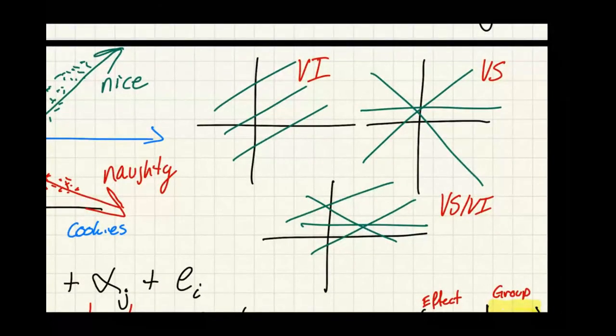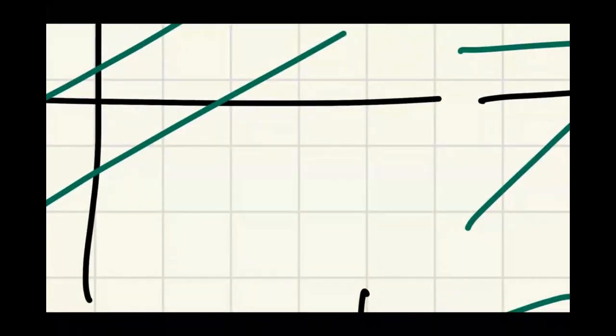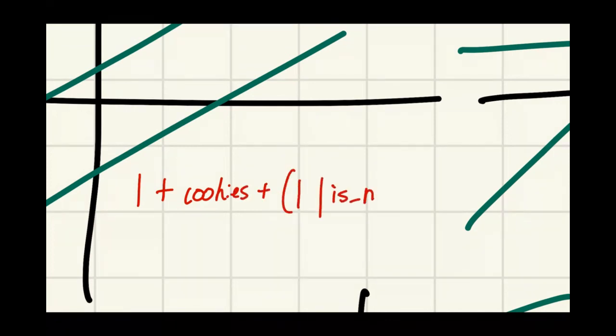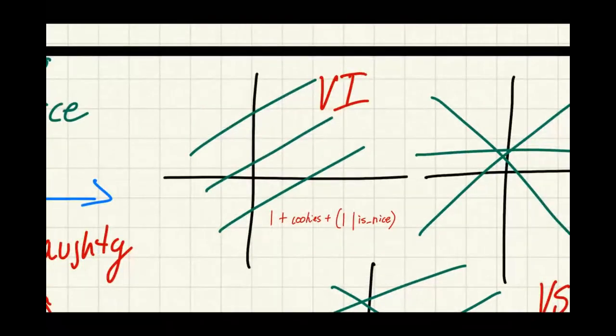So, varying intercept would be 1 plus cookies plus 1 by is nice. So that's going to be kind of hard to write in this space. So that would be 1 plus cookies plus 1 by is nice. That's varying intercept. Okay?